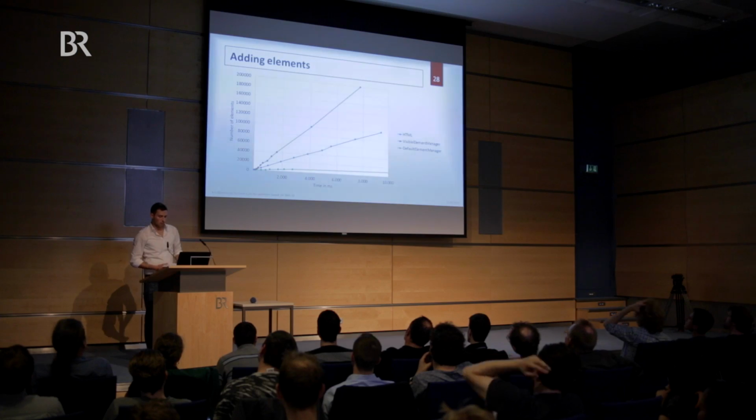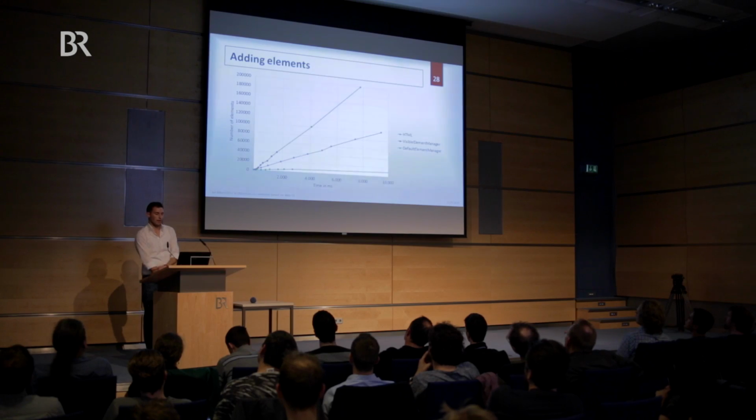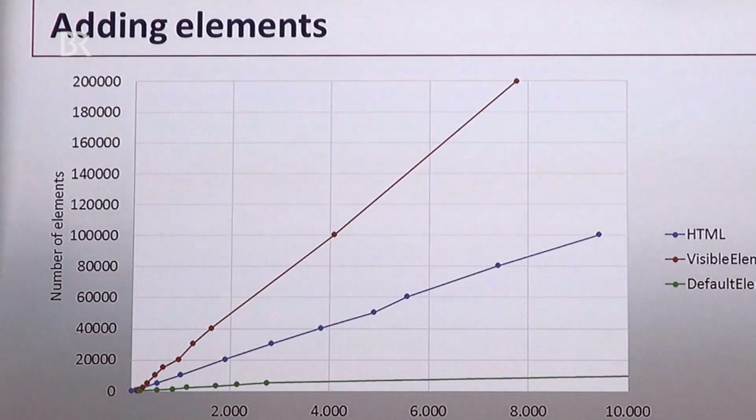Here I have adding elements. You see on the y-axis the number of elements, and on the x-axis the time. HTML is the blue line, and the visible element manager is the red line. So you can see it's faster with adding elements. And the big point of the visible element manager is you can build very big tables with thousands of elements, and it's no problem because it's just looking at the visible area.